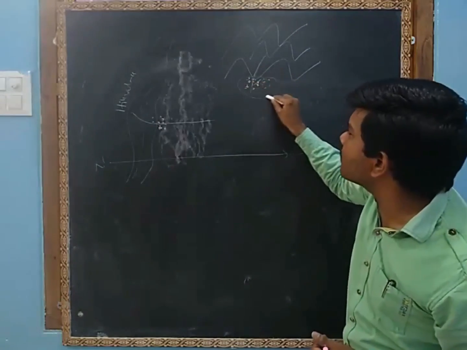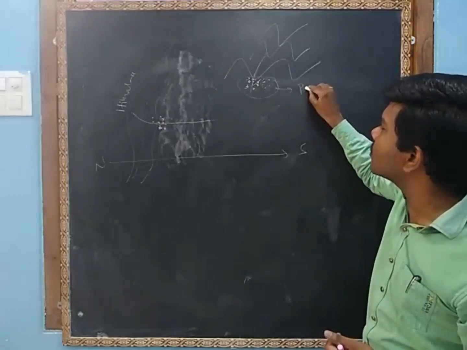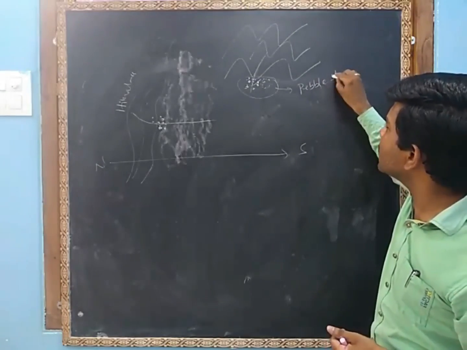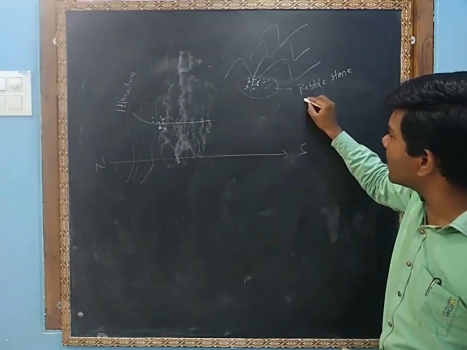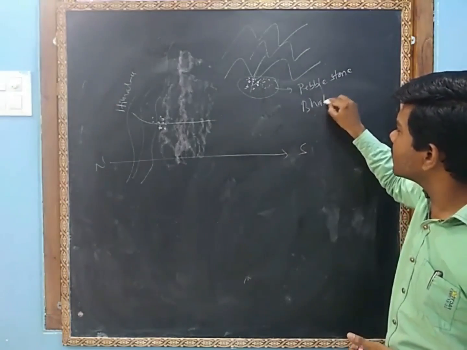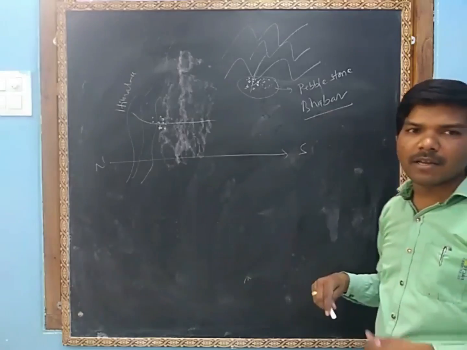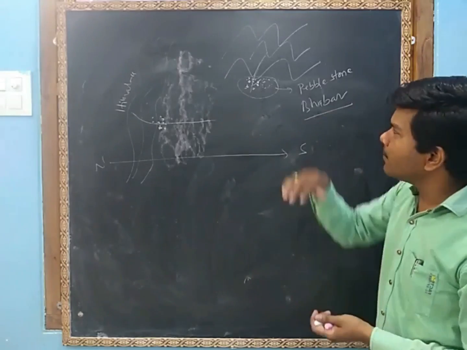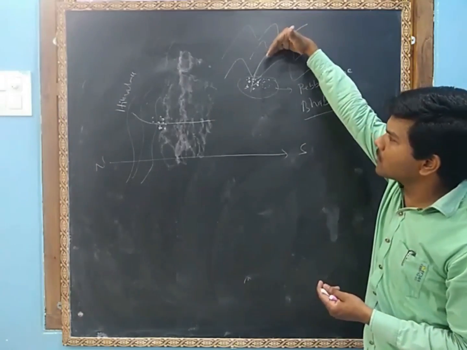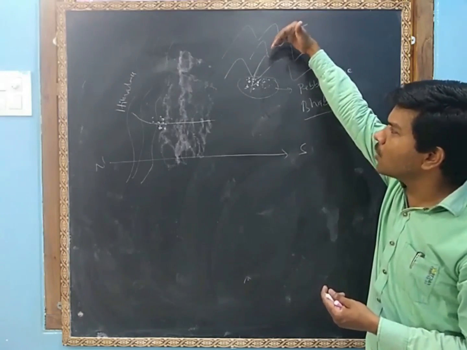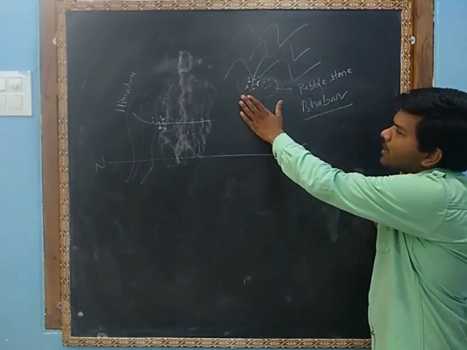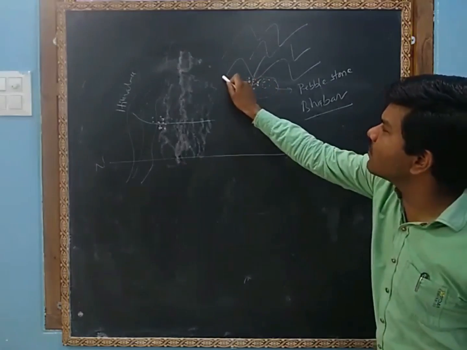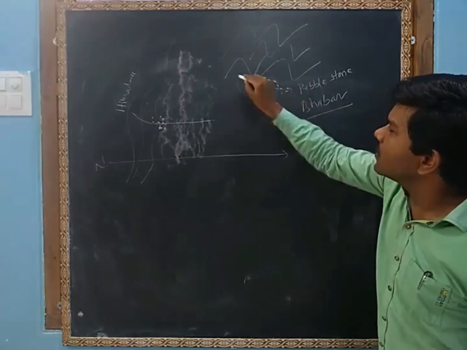So these deposited materials are called pebble stone sediments. These pebble stone sediments are called bhabar. Very, very important. I repeat: whenever the rivers flow, they deposit certain material, the pebble stone material, near the foothills of the Shivalik.